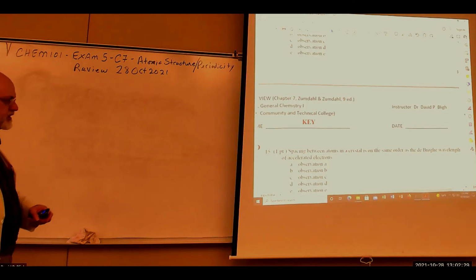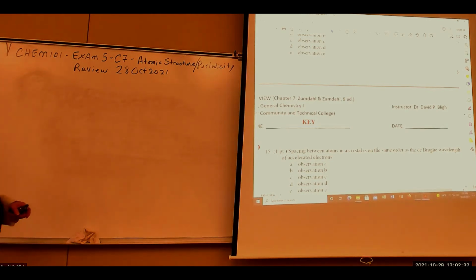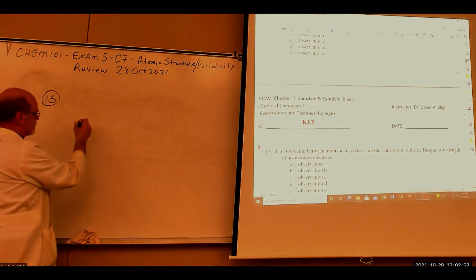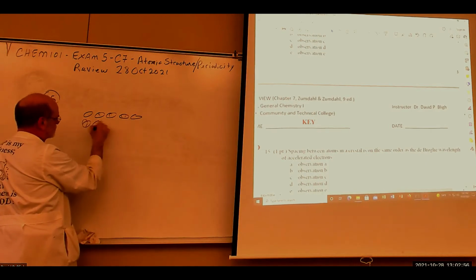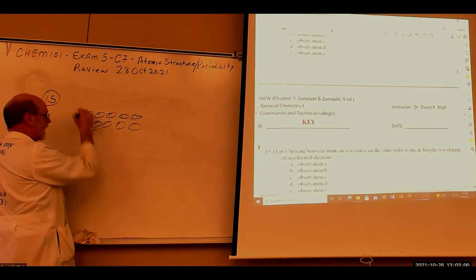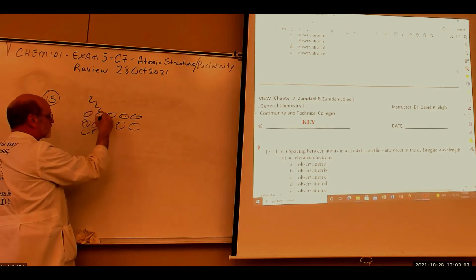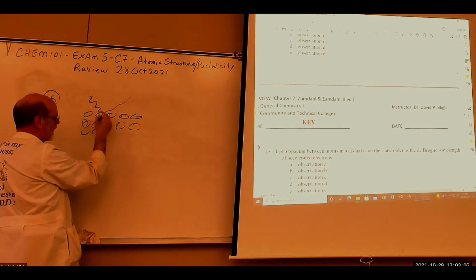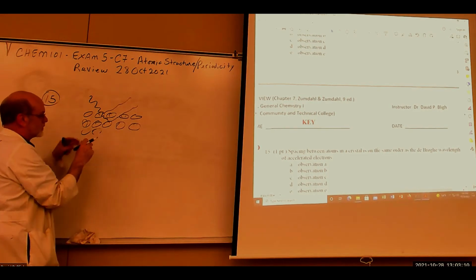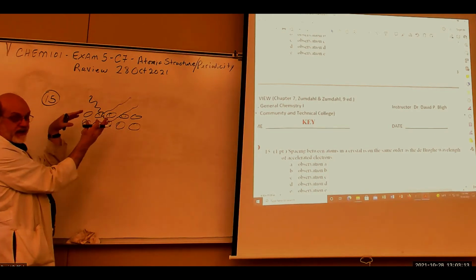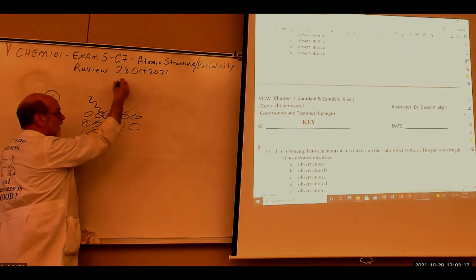Spacing between atoms in a crystal is on the same order as the de Broglie wavelength of accelerated electrons. Oh, this one refers to that one also. Okay, so we can tell the spacing between atoms in a crystal. They're packed in there like that. And if a wavelength impinges here, some of it will be reflected there, some of it will pass through and be reflected at the next level. And because there is a space delay in their waves, they form an interference pattern out here.